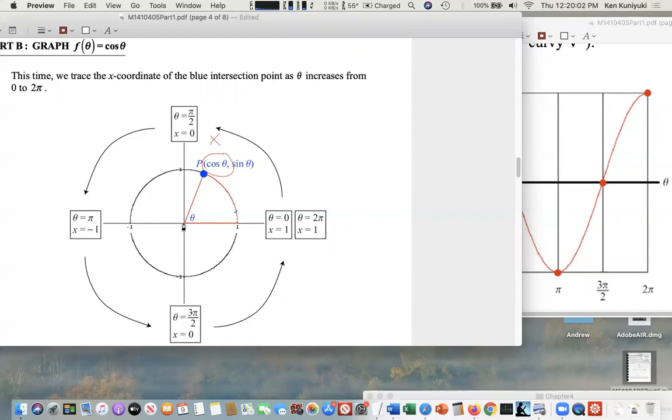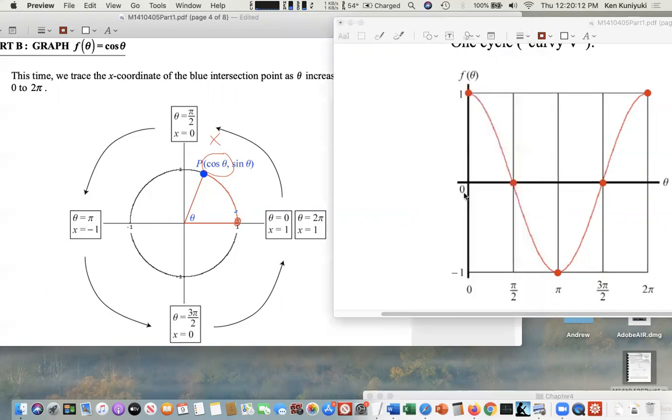All right. When theta equals 0, the cosine value is the x-coordinate. What's the x-coordinate of this point? It is 1. Cosine of 0 is 1. When theta is 0, cosine is 1. We get a max point.